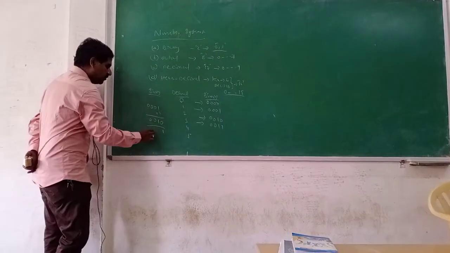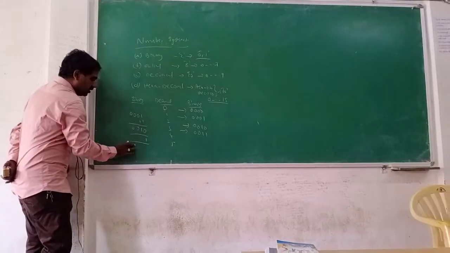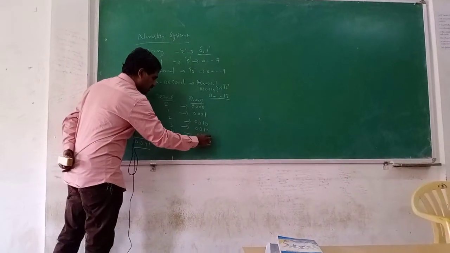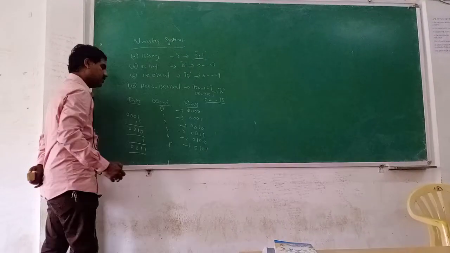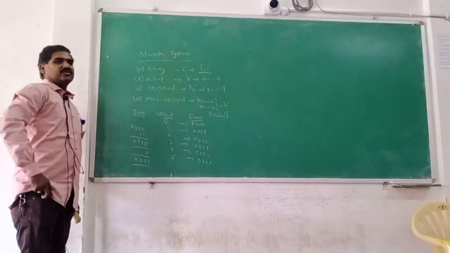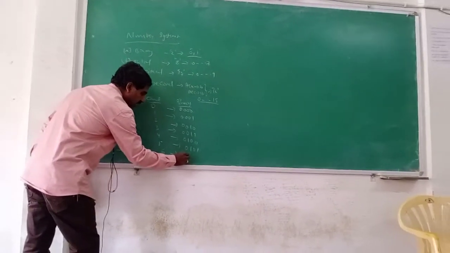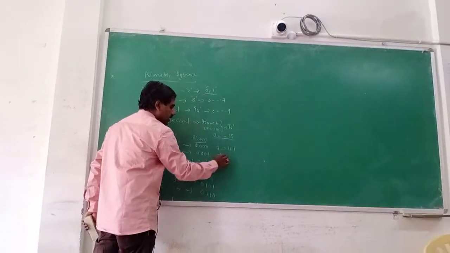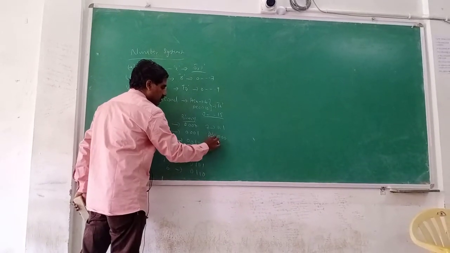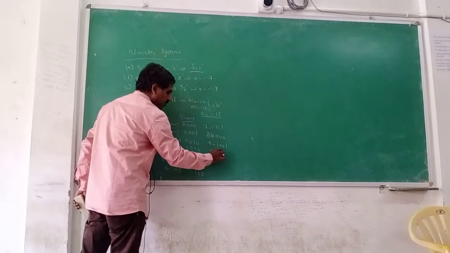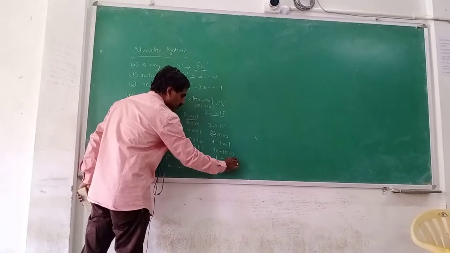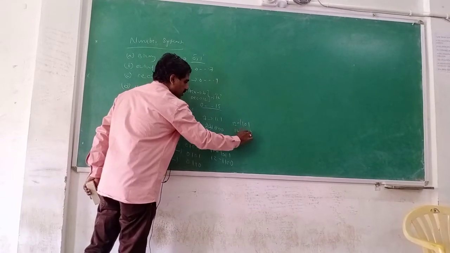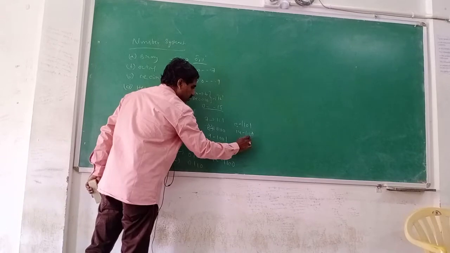By adding 2 with 1, we are getting 3. Then 4 is 0 1 0 0, next 5 is 0 1 0 1. 6, nothing but adding 5 with 1, is 1 1 0. Next 7 is 111, 8 is 1000, 9 is 1001, 10 is 1010, 11 is 1011, 12 is 1100, 13 is 1101, 14 is 1110, 15 is 1111.